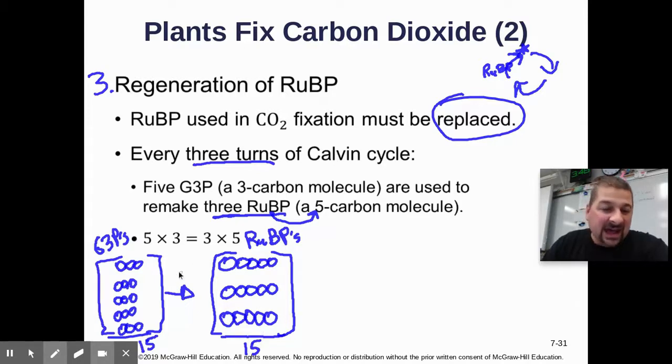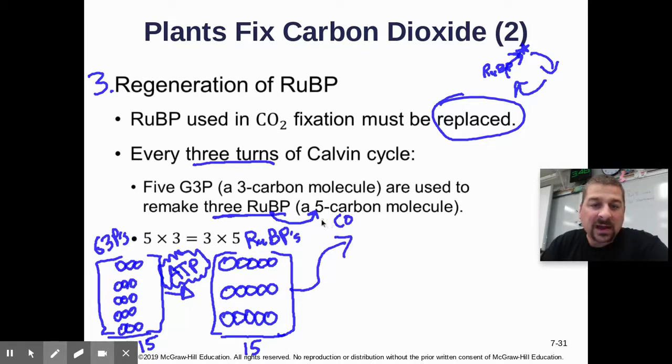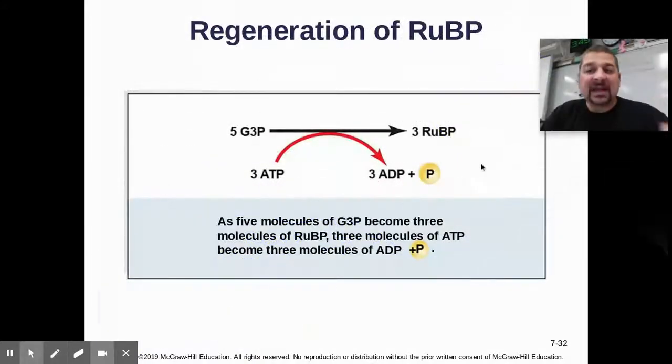Now, obviously, for this to happen, we're going to have to put in some ATP, some energy, in order to do this rearranging. But that gives us our 3 RuBPs, which can go back up and combine with three more CO2s, and around and around we go. Again, the next slide just shows it in a linear format, taking three-carbon substances, dumping in some energy, and making 3 five-carbon substances.